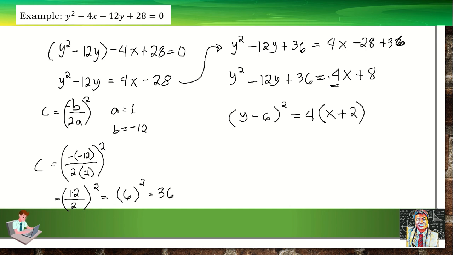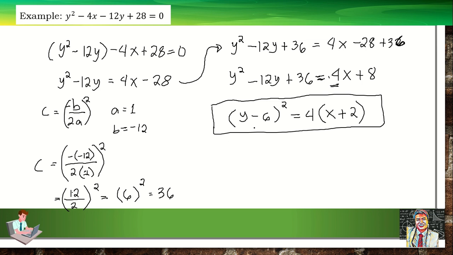Kasi pag dinistribute natin yan, 4 times x, that is 4x. 4 times 2, that is 8. In-extract lang natin yung common factor niya. So, therefore, this is the vertex form or the standard form of y squared minus 4x minus 12y plus 28 is equal to 0. So, yan yung vertex form niya.